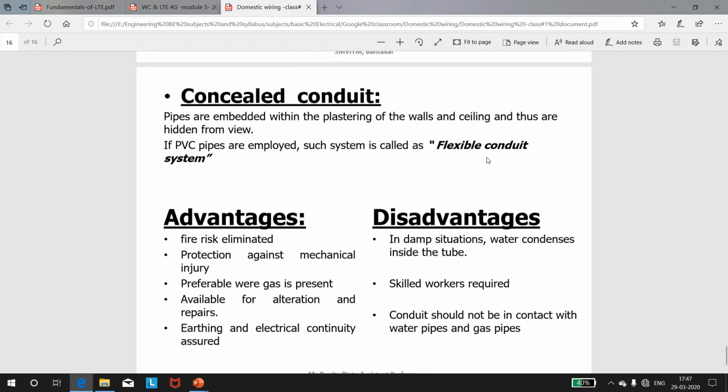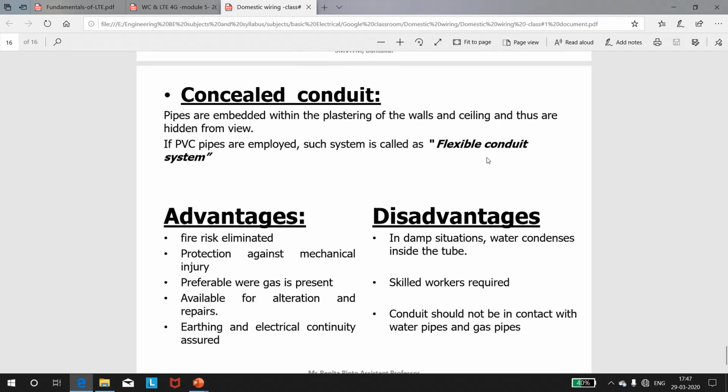Next we have concealed conduit. The difference between the open conduit and the concealed conduit is that in the open conduit, the conduits are fixed to the outside of the wall, whereas in the concealed conduit, these conduits are placed inside the walls and hidden from view. They are embedded within the plastering of the walls.